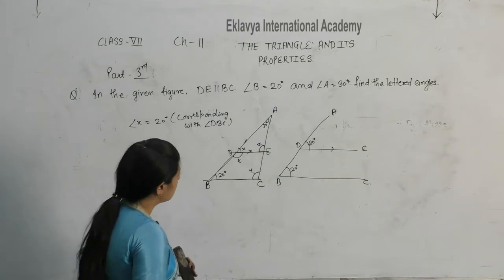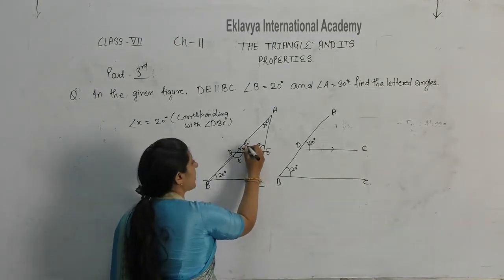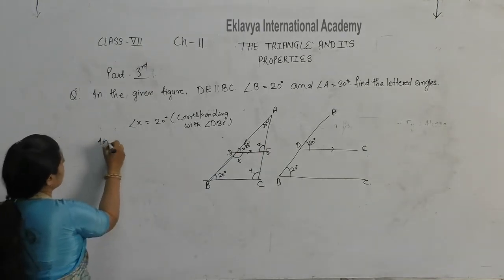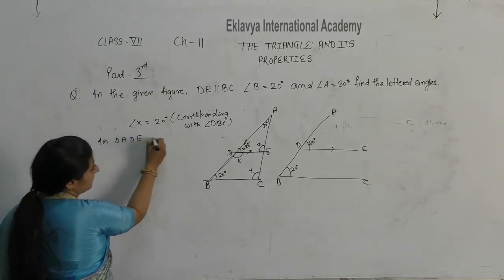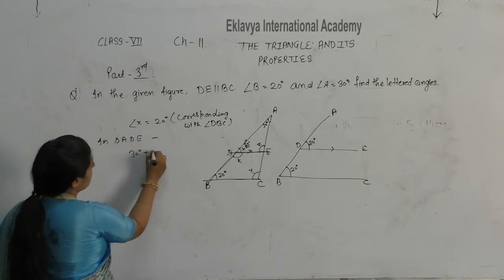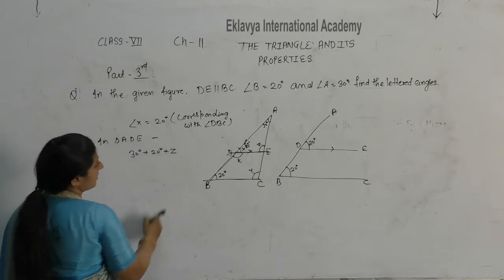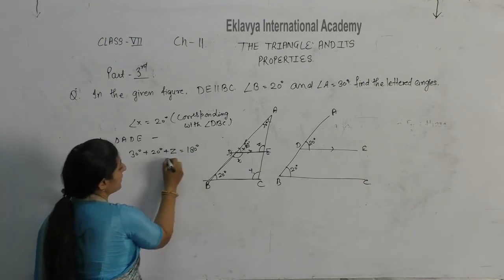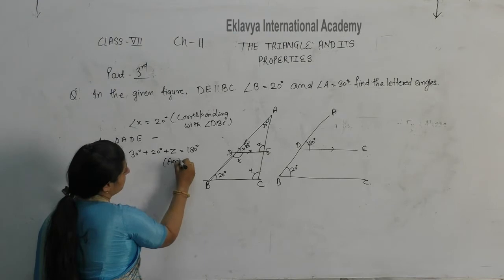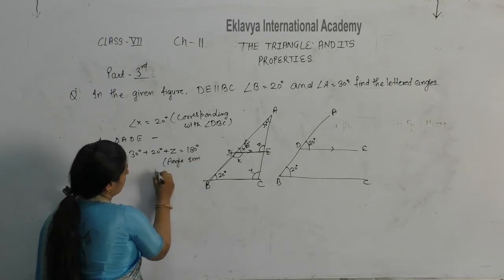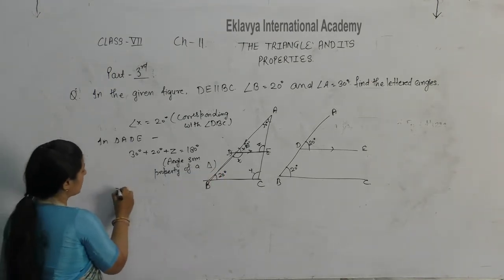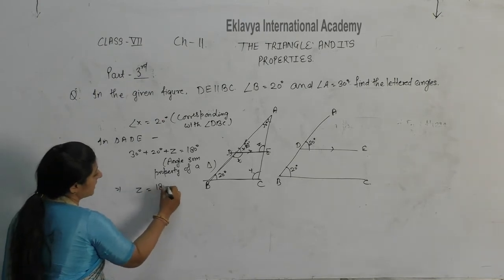Now, see the next 20 degree. Now, if you see, ADE is a triangle. In triangle ADE, 30 degree plus 20 degree plus Z is equal to 180 degree. Reason: angle sum property of a triangle. So find out this. Z is equal to 180 minus 50, 130 degree.